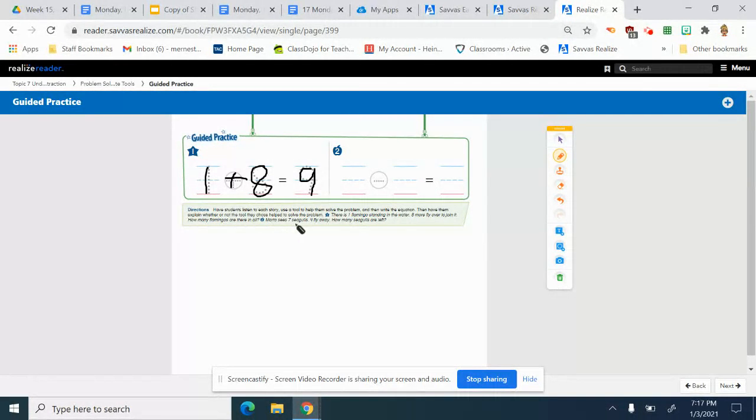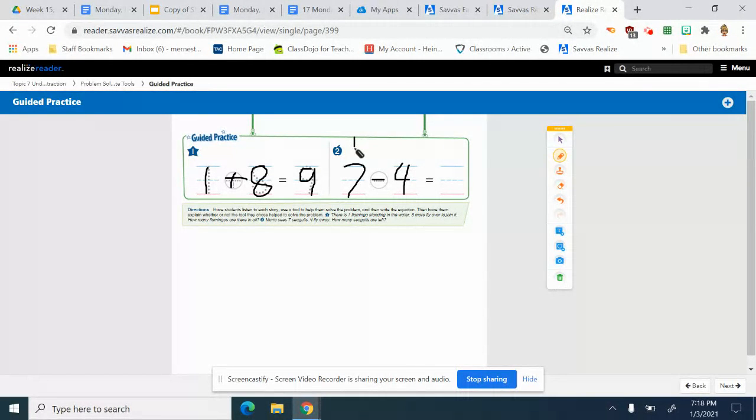Marta sees 7 seagulls. 4 fly away. How many seagulls are left? Am I adding or subtracting? I'm seeing how many are left. So I know that that is subtraction. I know that she starts with 7 seagulls and 4 fly away. You can go ahead and use your fingers if you would like, but I like when you show your work.